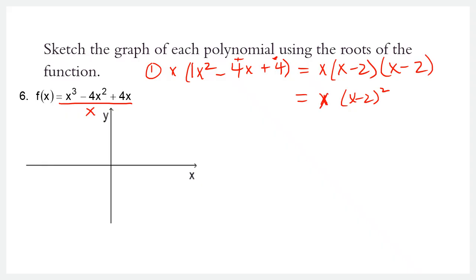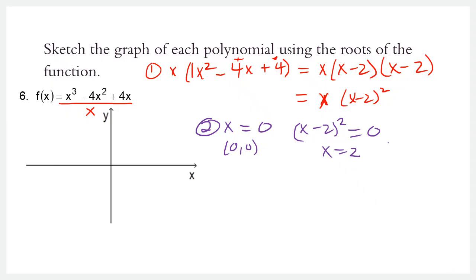All right, then the next step is to find my x-intercepts and to describe what's happening with them. So I have x, so x equals 0, so I'm going to be at (0, 0). And then I have (x minus 2) squared equal to 0, which means that x equals 2, and I'm going to be at (2, 0). However, (2, 0) is special. It is special because of this 2.